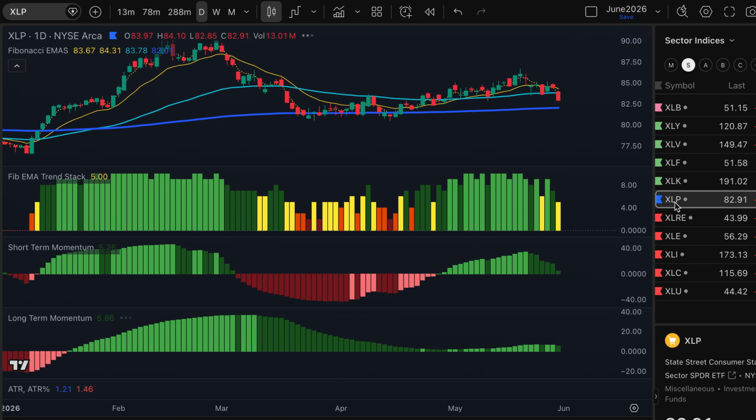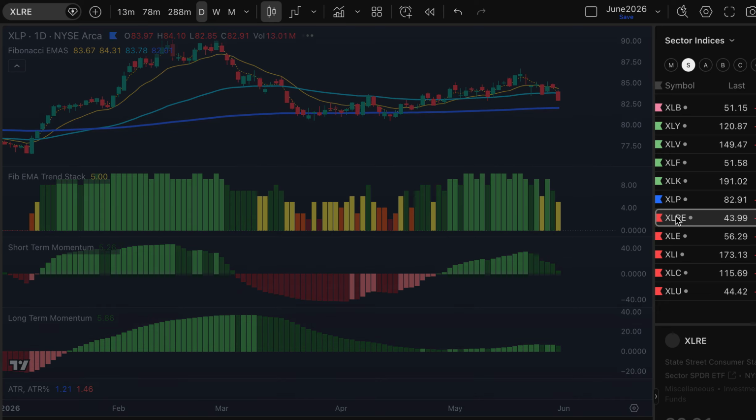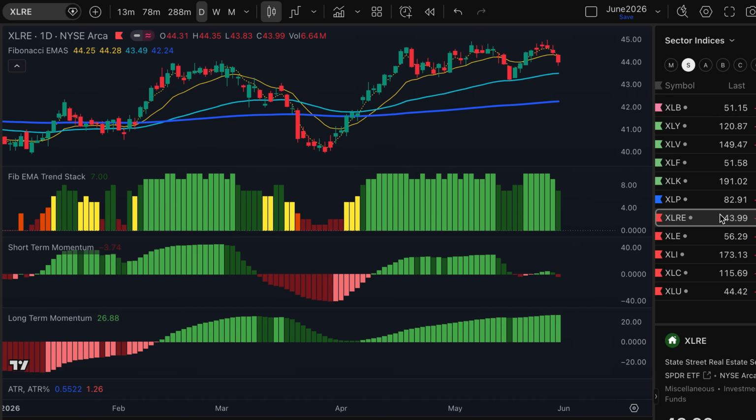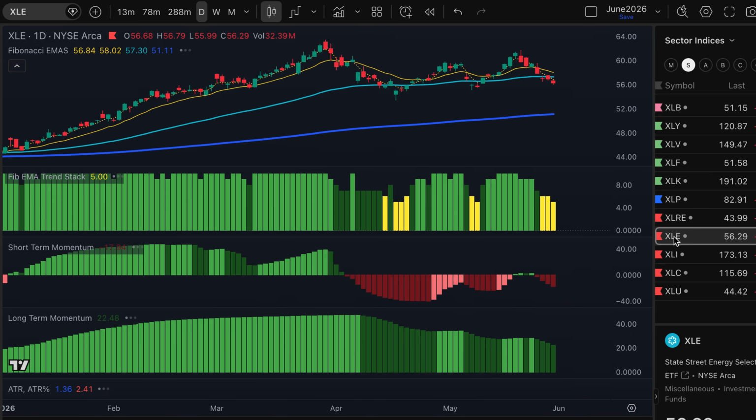Consumer staples, XLP. 5 out of 10 on the trend stack. Short-term momentum fading, long-term momentum fading. XLRE, the real estate sector. Short-term momentum has turned red. Got a 7 out of 10 on the trend score. XLE Energy. Short-term momentum is red. Trend score is a 5. Long-term momentum is fading.